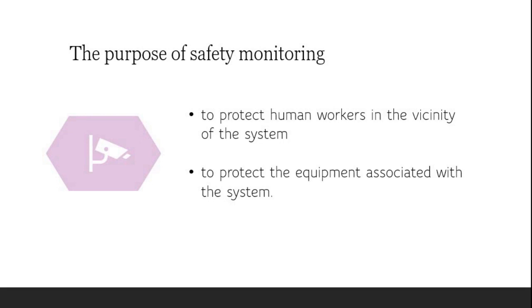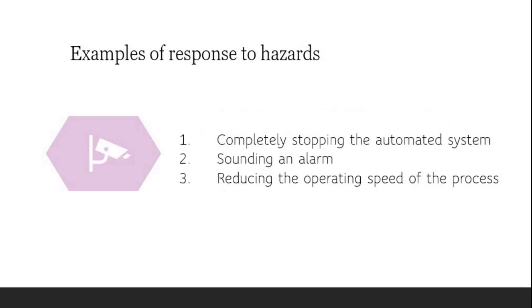Safety monitoring itself involves the use of sensors to track the system operation and identify conditions and events that are unsafe or potentially unsafe. Possible responses to various hazards in the automated system might include completely stopping the system itself, sounding an alarm, and reducing the operating speed of the process.